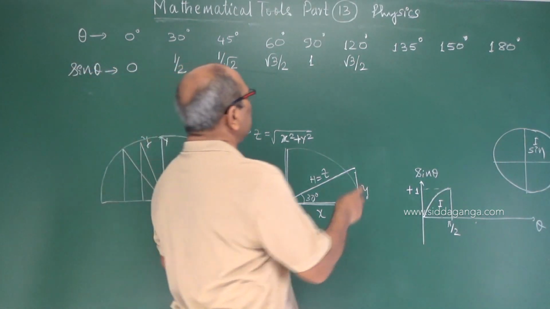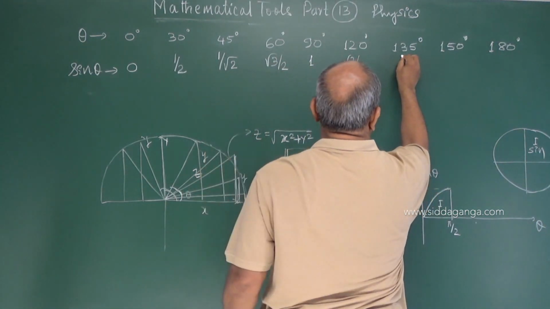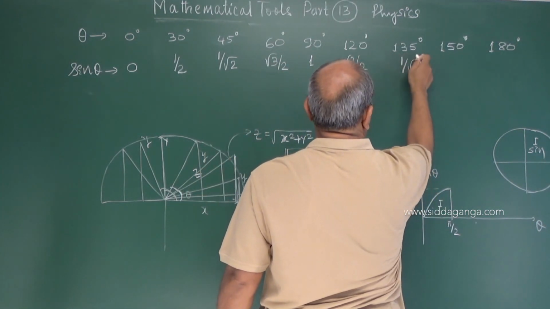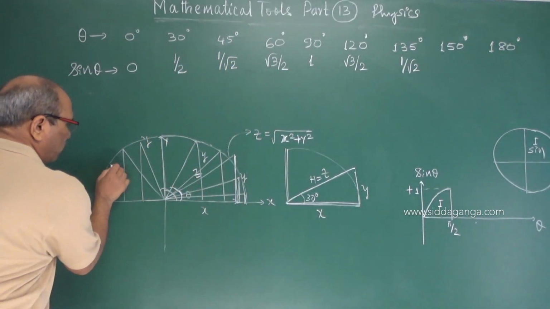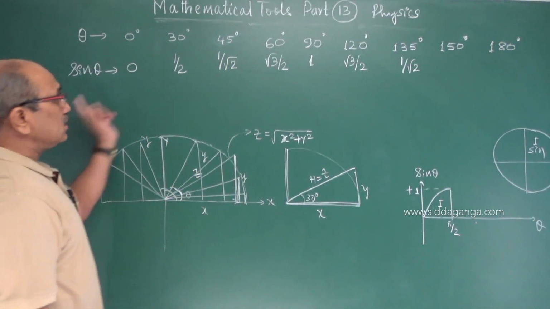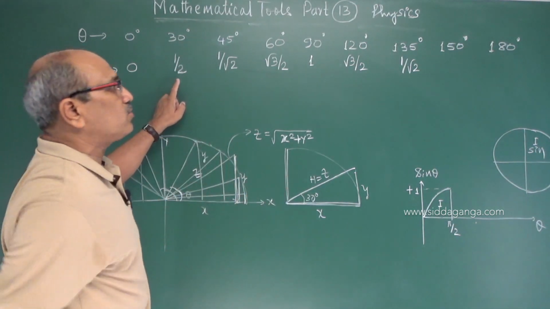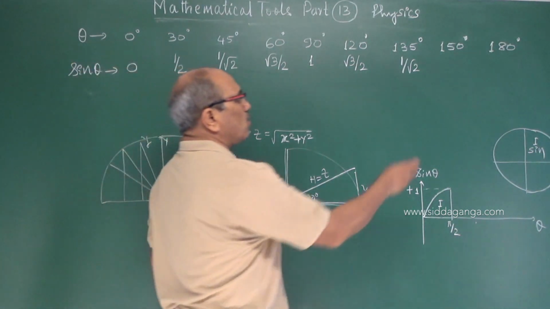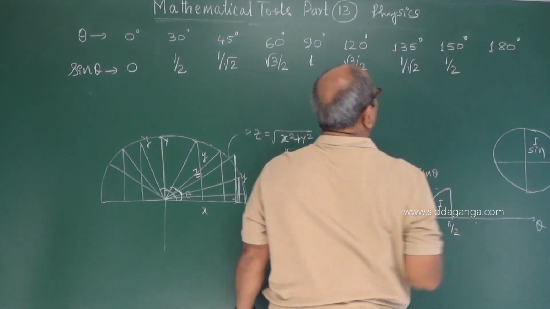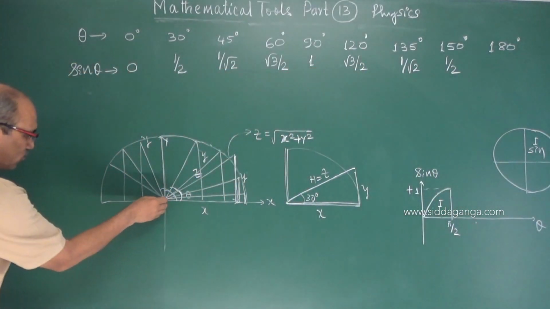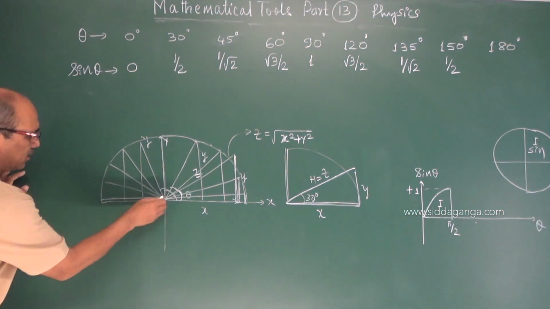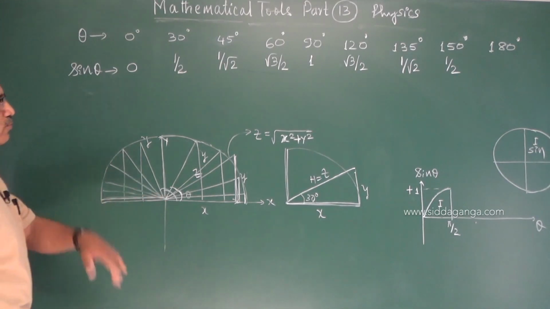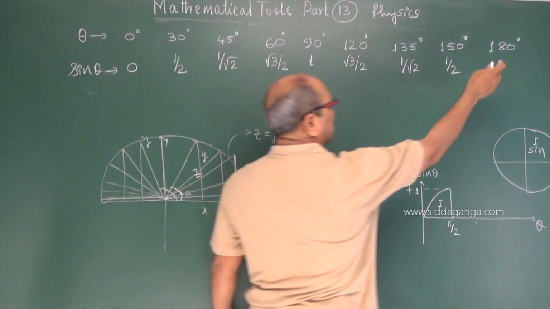When you come to 45 degrees, that becomes 1 by root 2, again it is 45, 135. And 90 plus 60 is 150. That takes the value half. And again when it reaches 180, you see y is becoming lesser and lesser and reaches 0. The answer is 0 here.